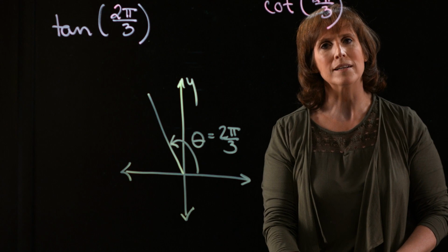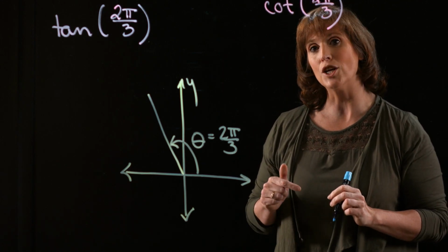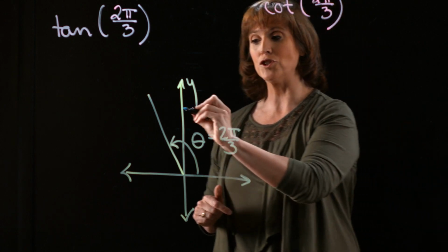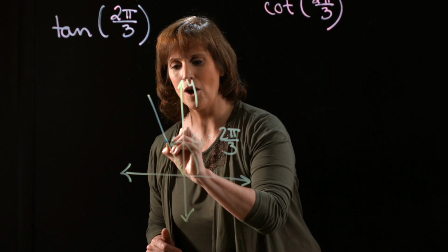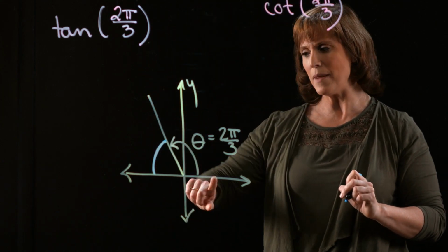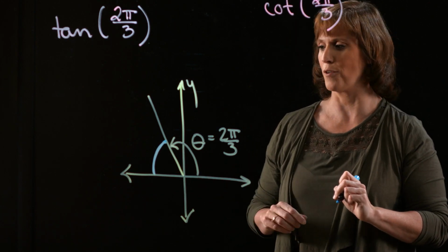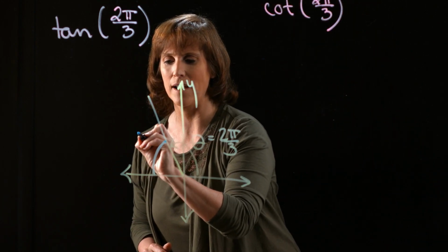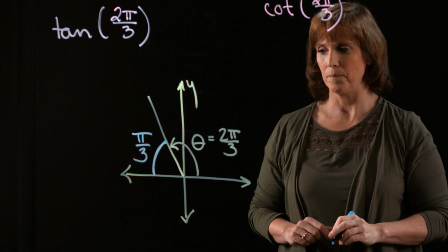I'm now going to mark down something called the reference angle. The reference angle is the acute angle that you make with the terminal side of your angle and the horizontal. So I'm talking about this angle right in here. And again, because I know halfway around is pi, or 3 pi over 3, I know the measure of this angle. It's pi over 3.